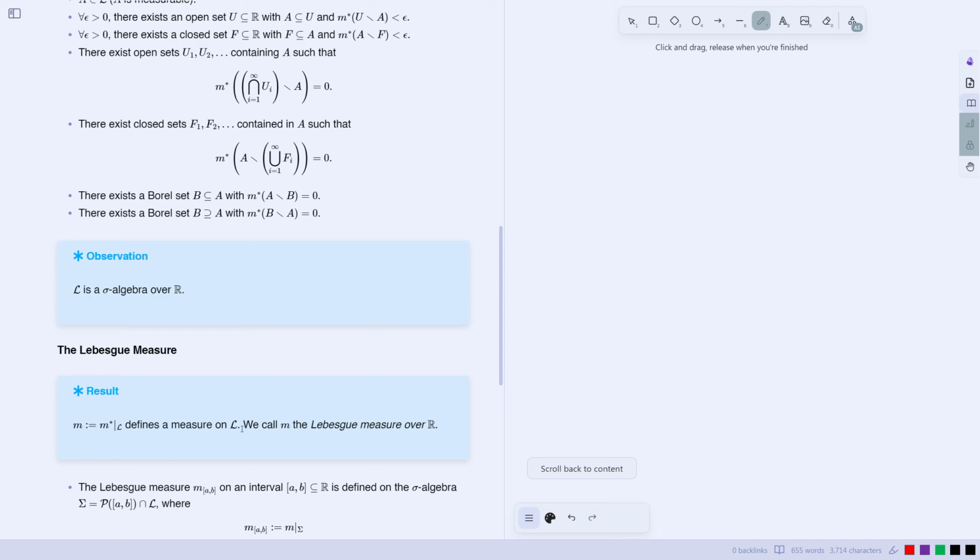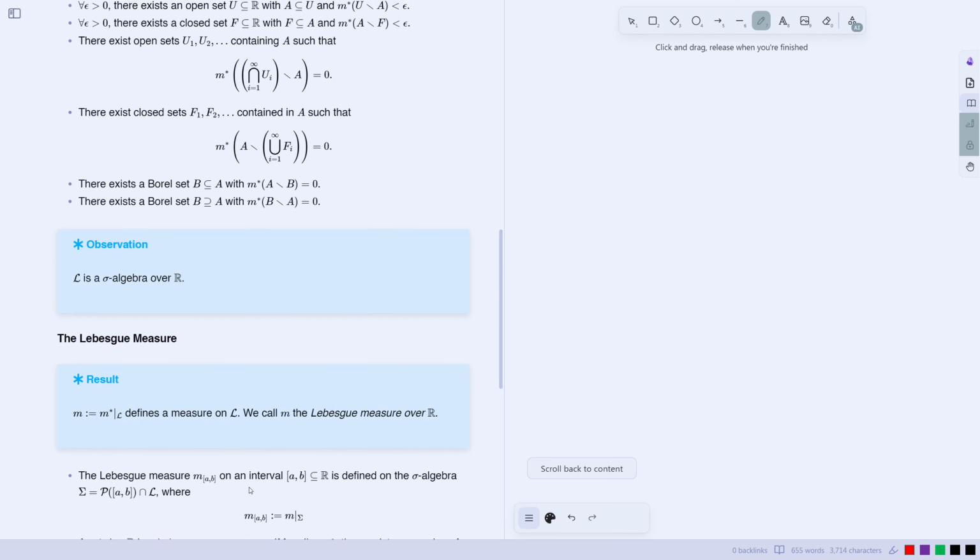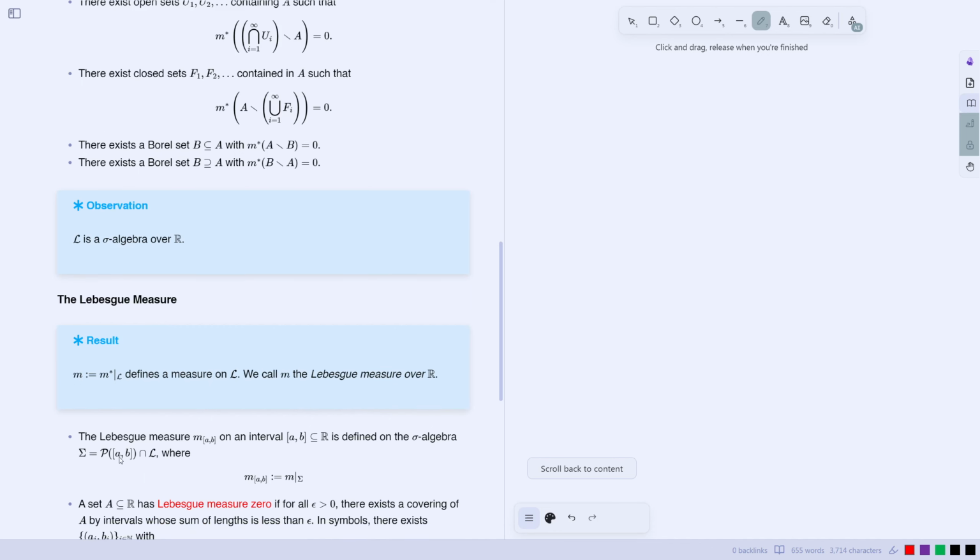This defines a measure over the sigma algebra of Lebesgue measurable sets, and we call M the Lebesgue measure over R. Very simple. It's nice. Now, in some cases, we're going to want to restrict our attention to closed intervals. All you do is define the Lebesgue measure on a closed interval by restricting the Lebesgue measure to the following sigma algebra.